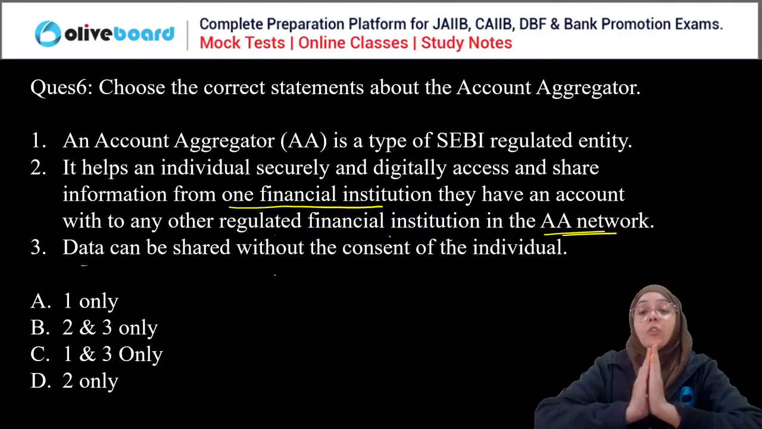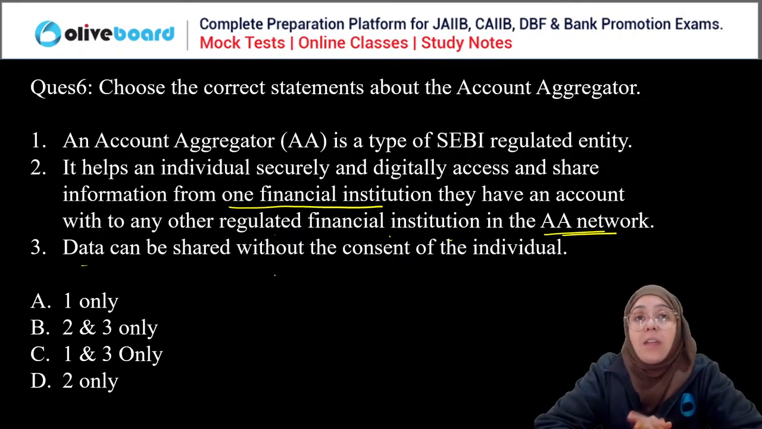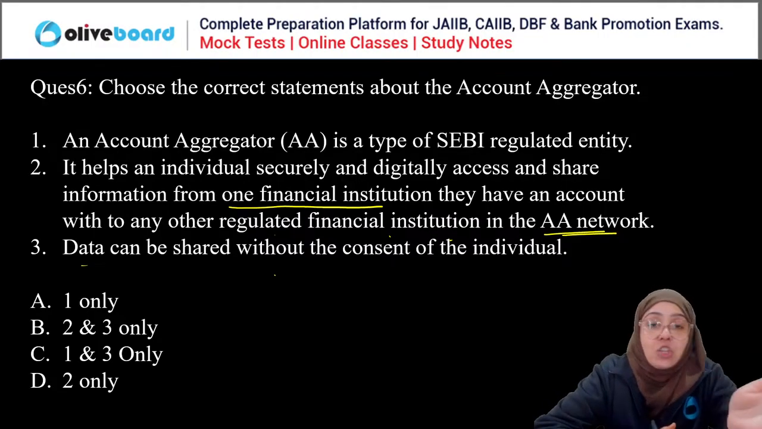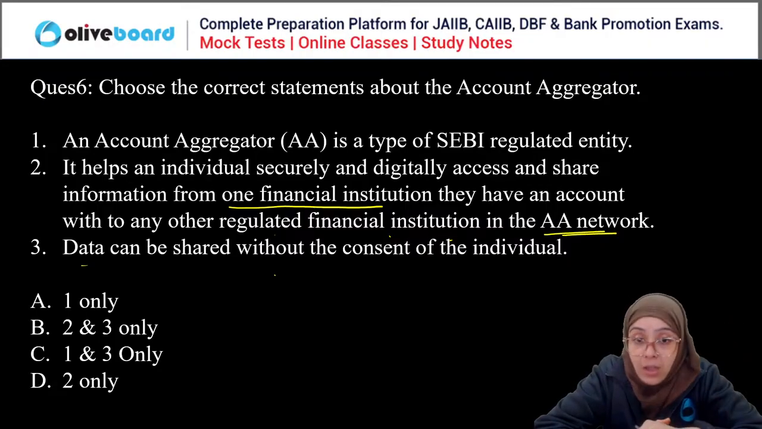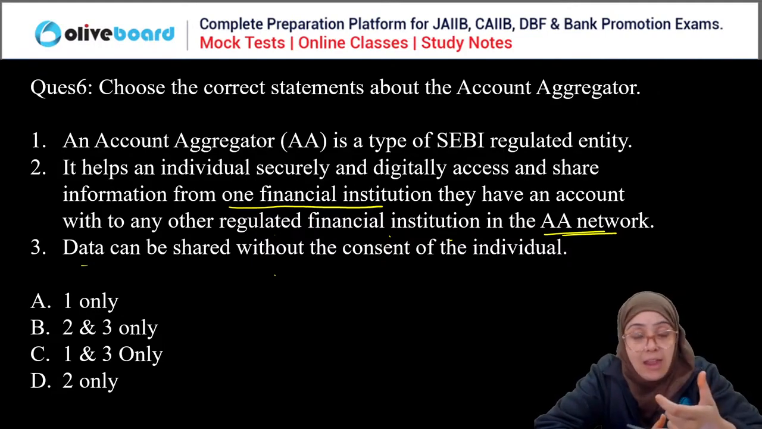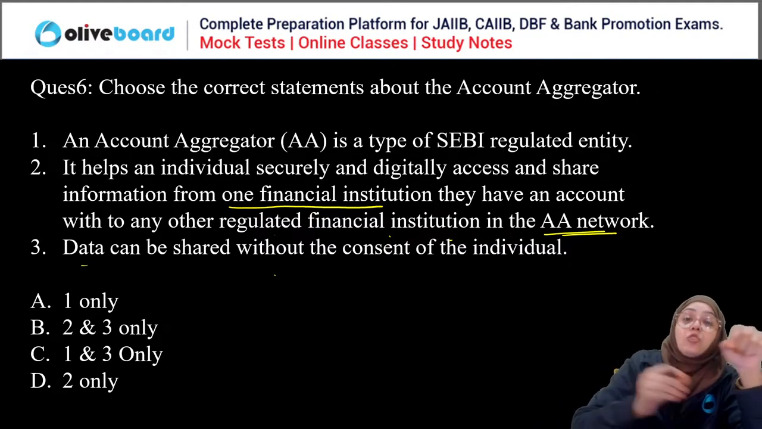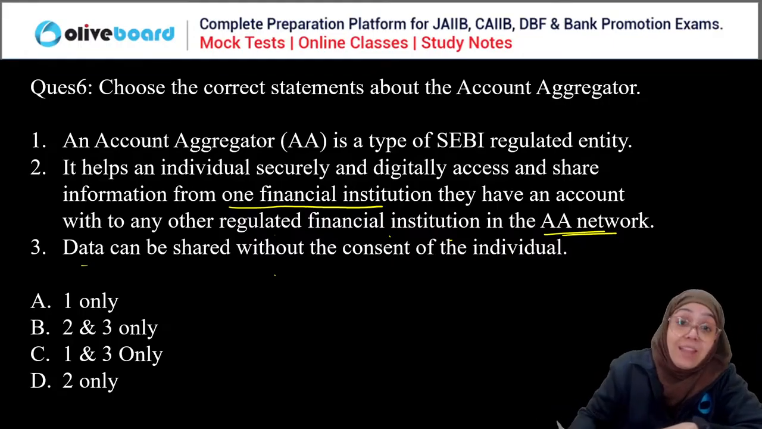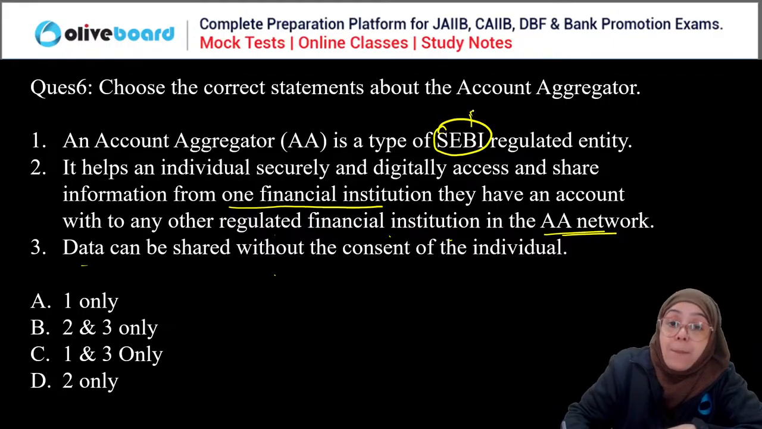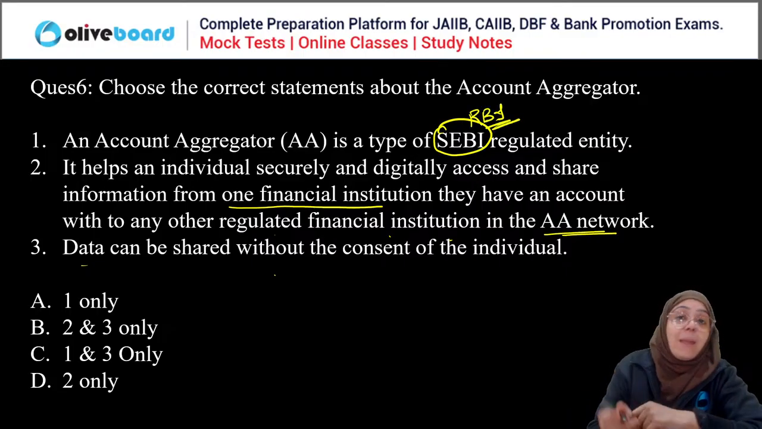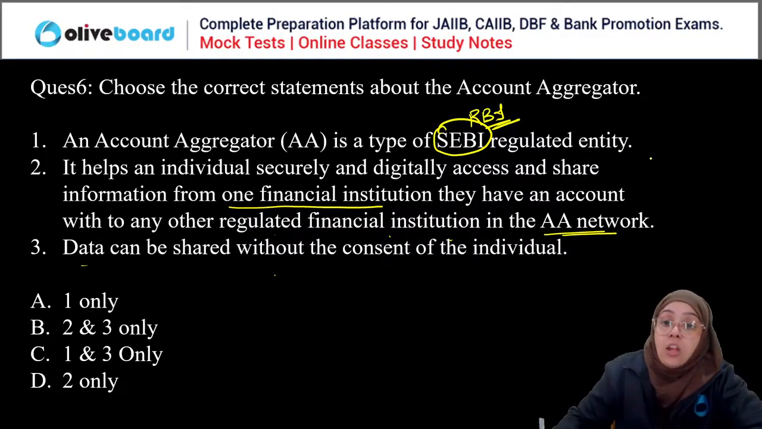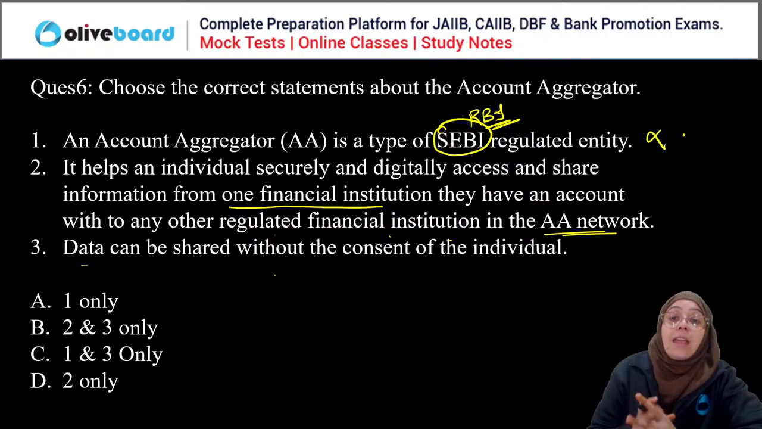Okay, so when we are talking about the account aggregator, first of all, account aggregator is used for transferring the information from one financial institution to another financial institution in a secured and digital format, right? And this should be within the account aggregator network. So it is from one financial institution to another financial institution, means it is an RBI regulated entity because it is concerning the financial institutions. So SEBI has nothing to do with it, right? So the first is wrong because it is a Reserve Bank of India regulated entity.